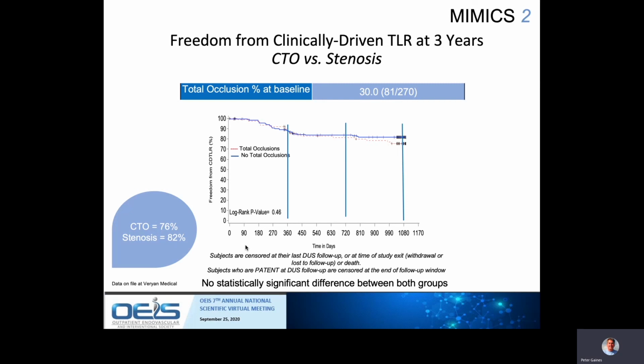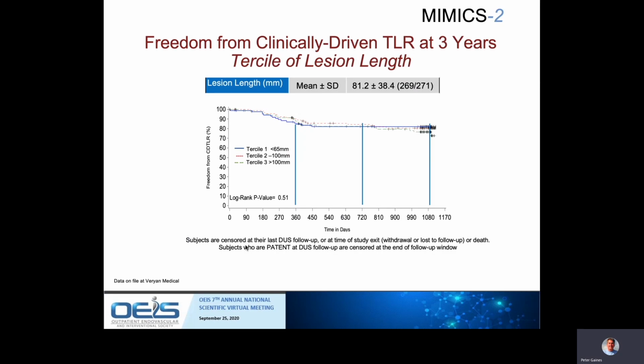Neither did lesion length. Patients were separated into 3 groups, less than 65 millimeters, 65 to 100 millimeters, and greater than 100 millimeters. And again, those excellent CD-TLR outcomes were maintained out to 3 years, irrespective of lesion length.